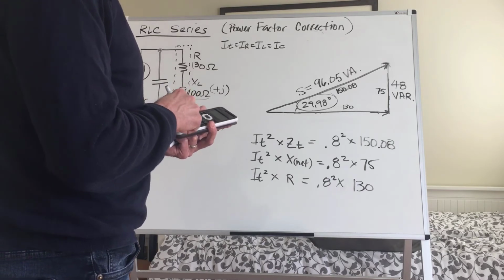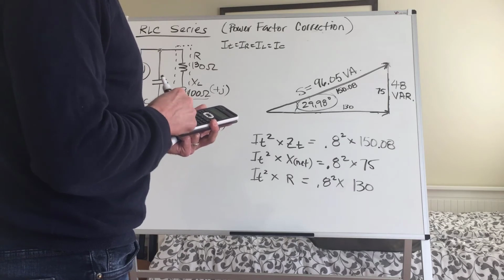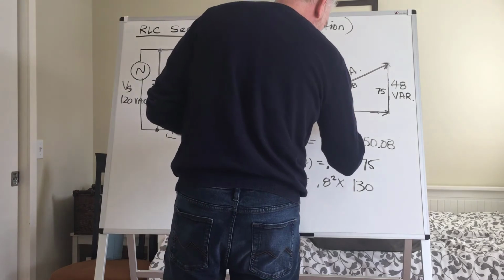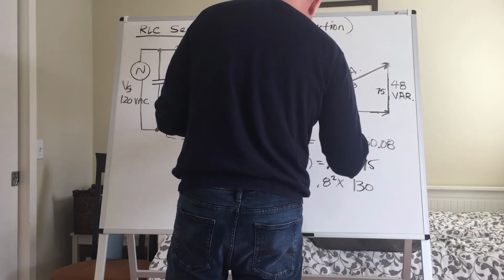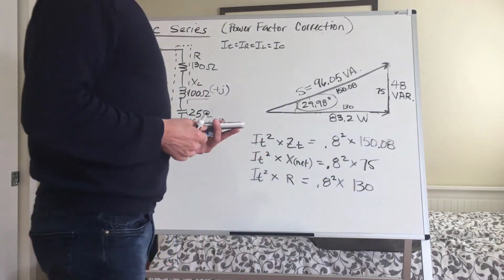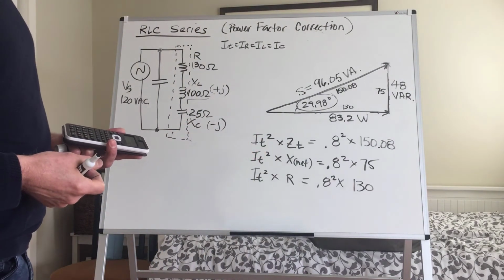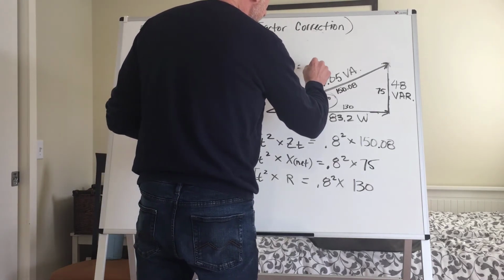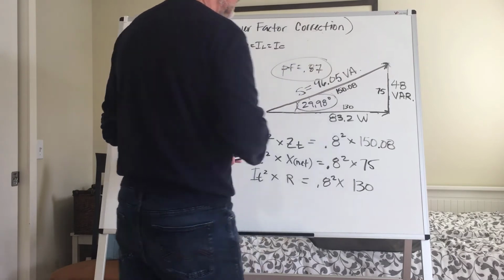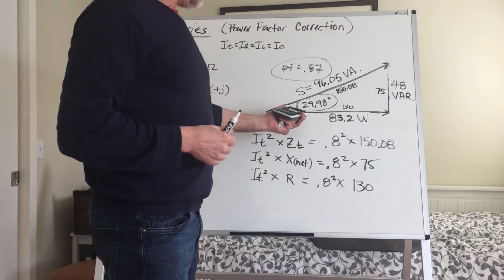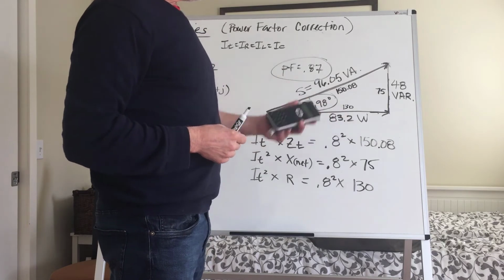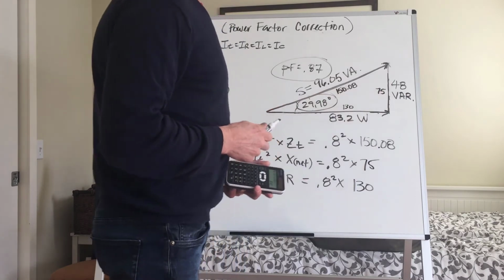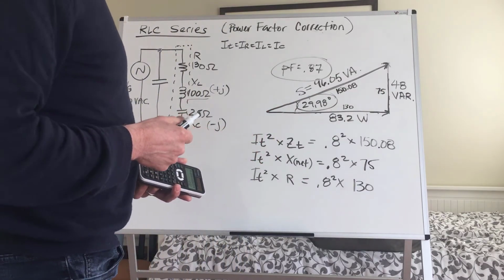Okay, so that's our 48 var value, and now we move on to our PR value. So that's going to be 0.8 squared times 130, giving us 83.2 watts. Okay, so there's our power triangle. And remember, this resulted in a power factor of, I think it was 0.87, right? So 0.87 then would be 83.2 watts over 96.05 VAs to give you a power factor of 0.87. It's the result of 48 var of inductive reactive power.